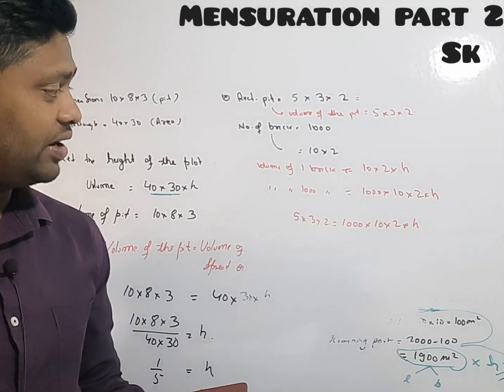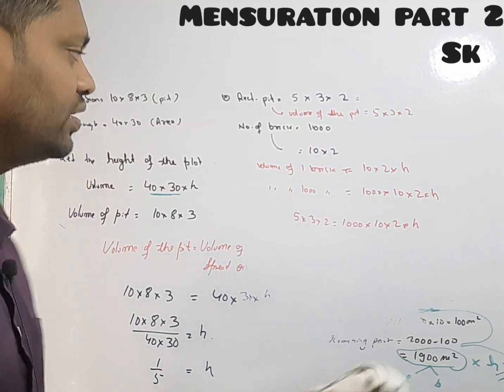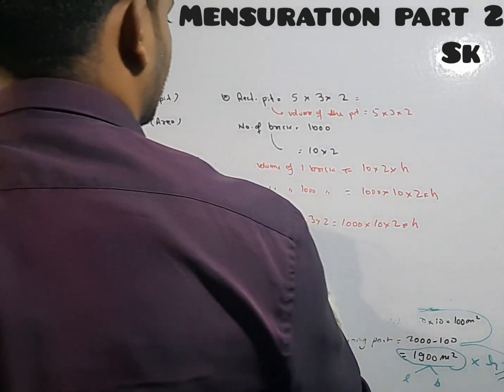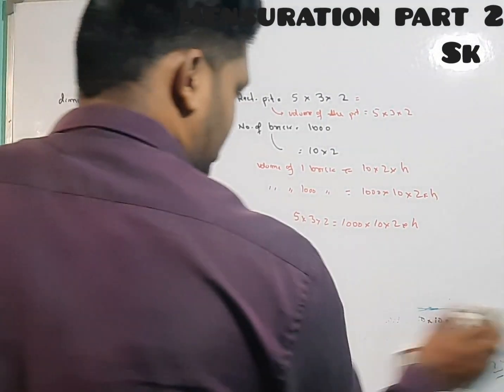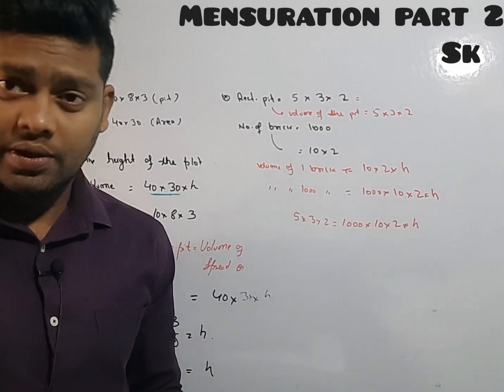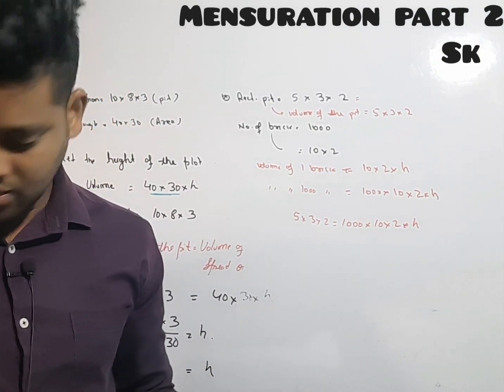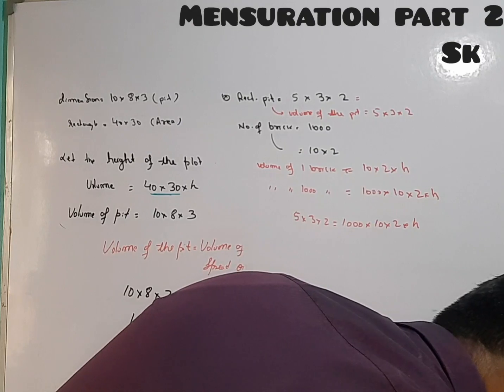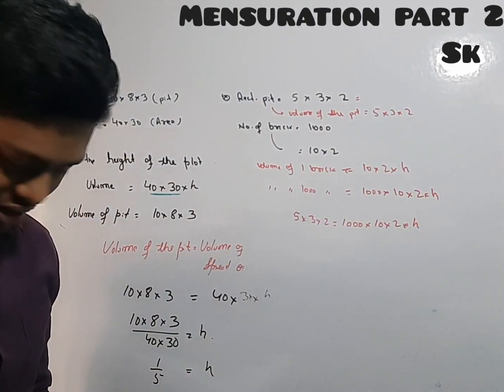Let me write the values. I need some space, so I'll erase this so that I can compare. It will be easy for you. Many markers are there, which one do I have to use? I will use the red one.